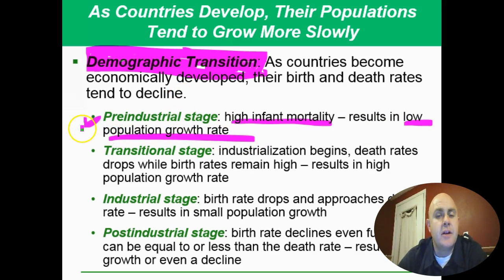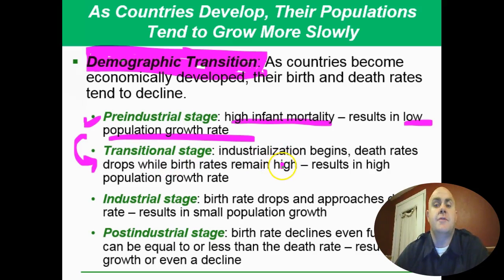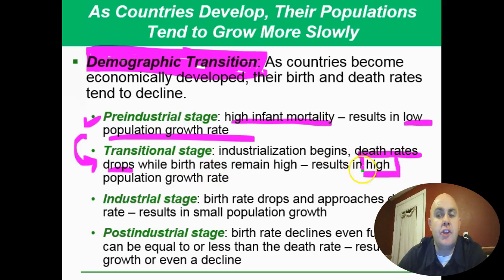From pre-industrial, countries usually evolve or become what they call transitional. They become part of a transitional stage where they're in kind of the industrial revolution, if you will. So industry begins, death rates drop, birth rates still are pretty high, and as a result, this is where we have huge population growths, is during this stage.